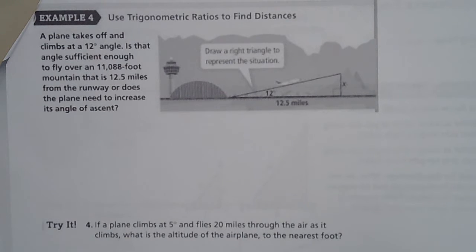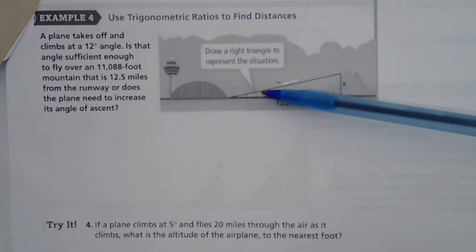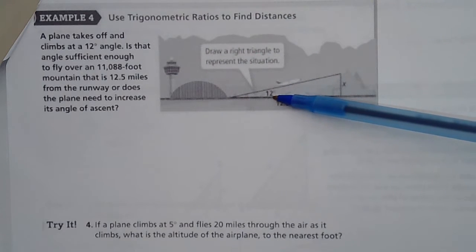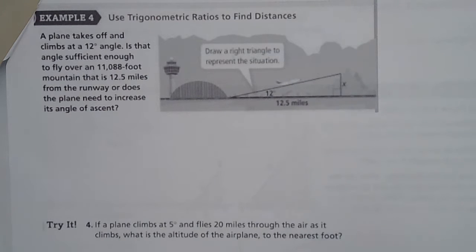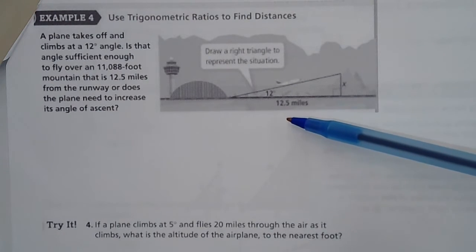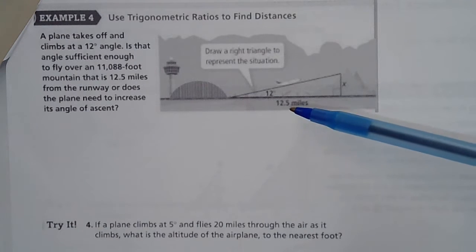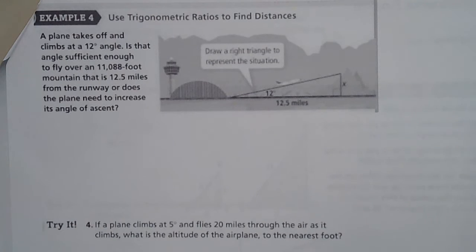All right, so let's go through some of these trig ratio problems. We're actually doing some solving now. Example 4 says use trig ratios to find distances. A plane takes off, climbs at a 12-degree angle. Is that angle sufficient to fly over an 11,088-foot mountain that is 12.5 miles from the runway, or does it need to increase its angle of ascent?